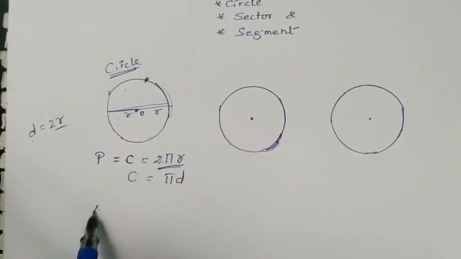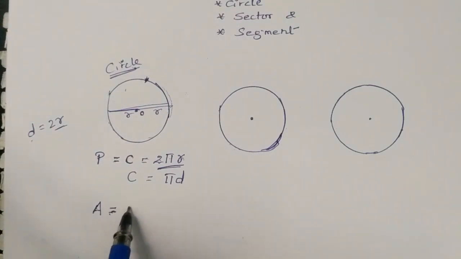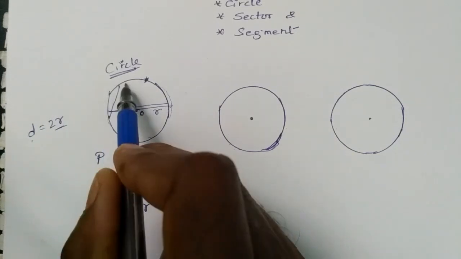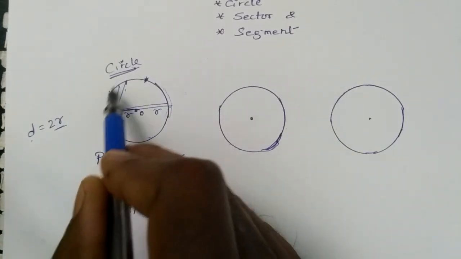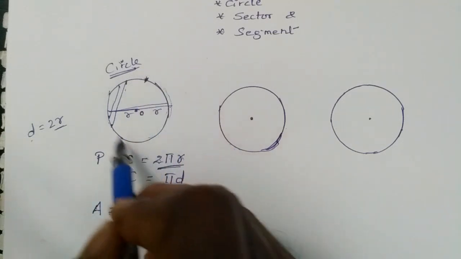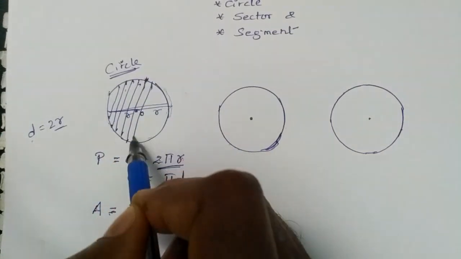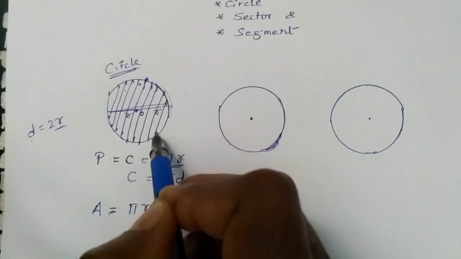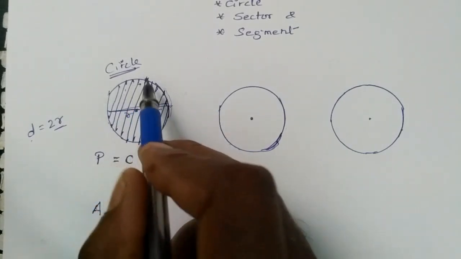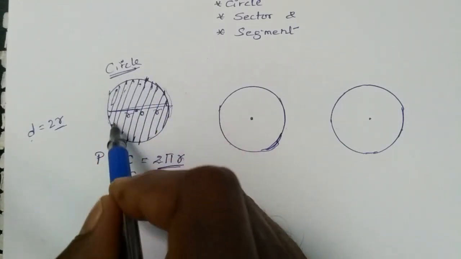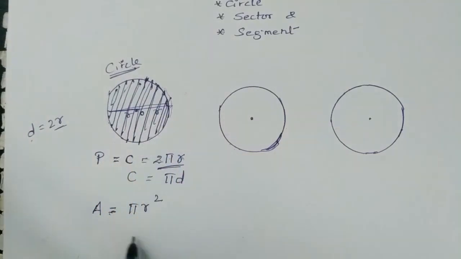Next we go for area. The area of a circle also has a familiar formula, that is pi r square. What is area? See, this outer boundary is named the circumference. But inside this outer boundary, what region are we seeing? This full region covered by the circumference is called the area.